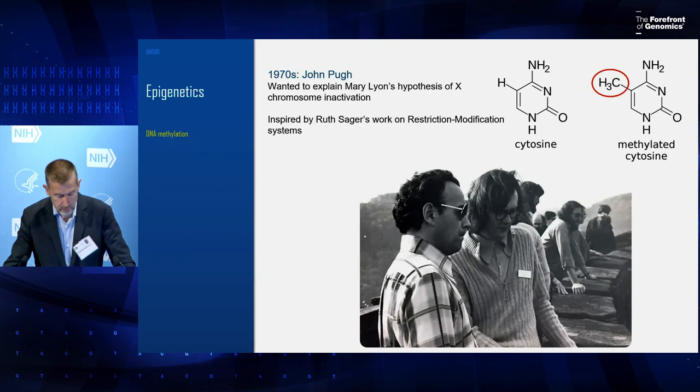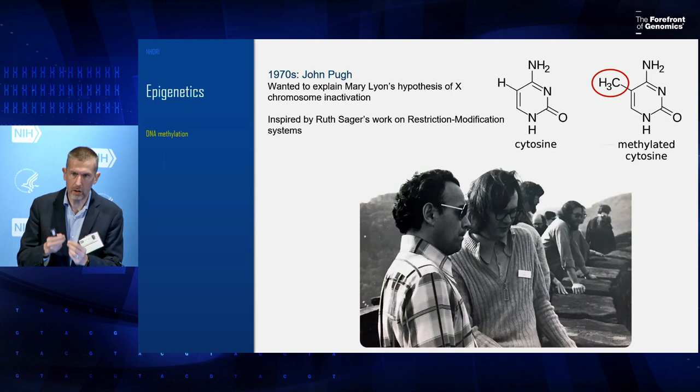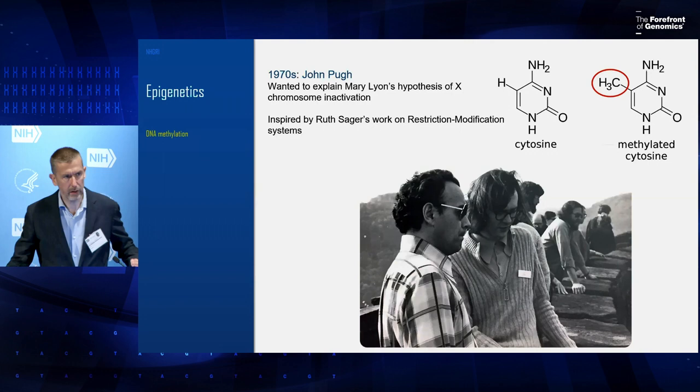So this is one of two pictures you'll ever see of John Pugh. He's the longer haired guy in the glasses there. John was another dabbler. He was working with Robin Holliday at the MRC in North London. And he was meant to be working on recombination repair, but he was fascinated by X chromosome inactivation, Mary Lyon's work. And he couldn't figure out a mechanism for how a signal early in life could be propagated to later in life.